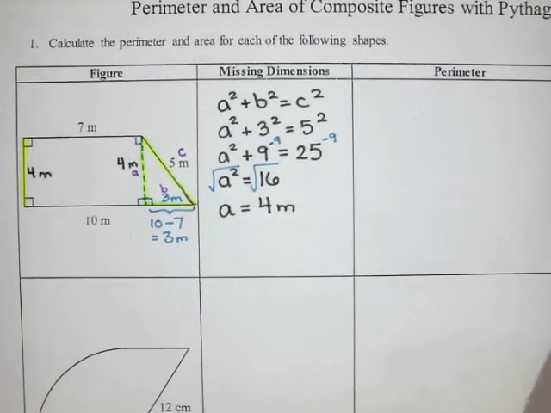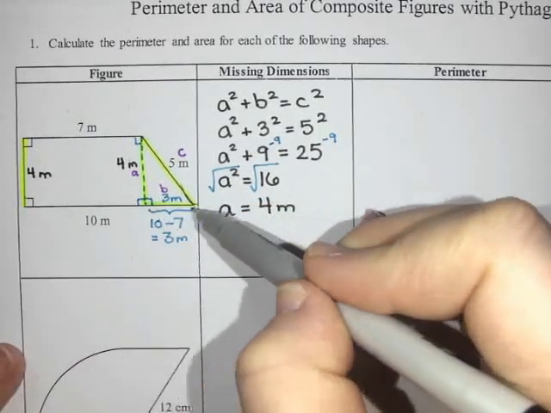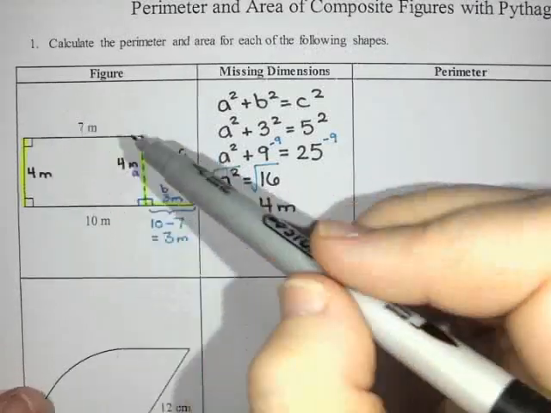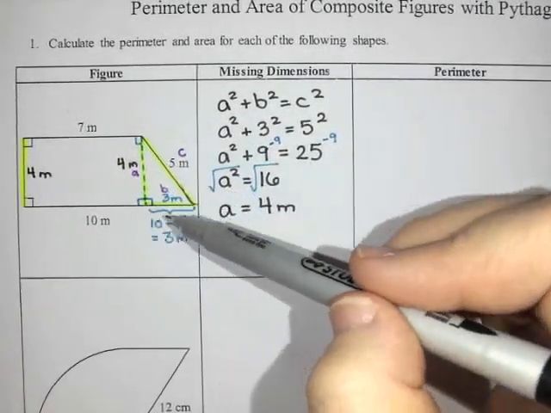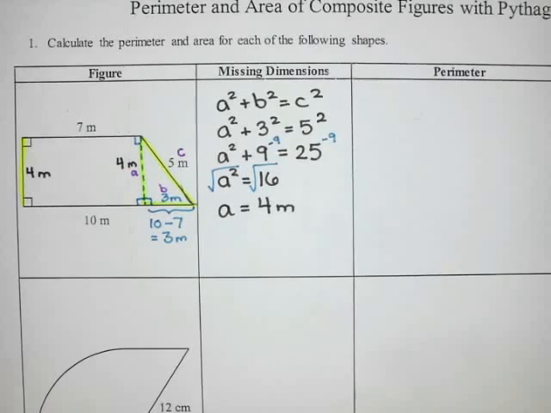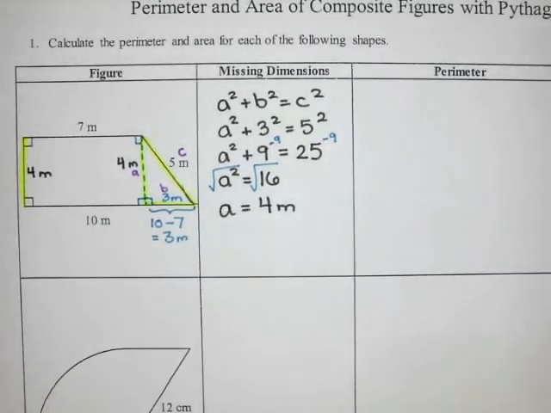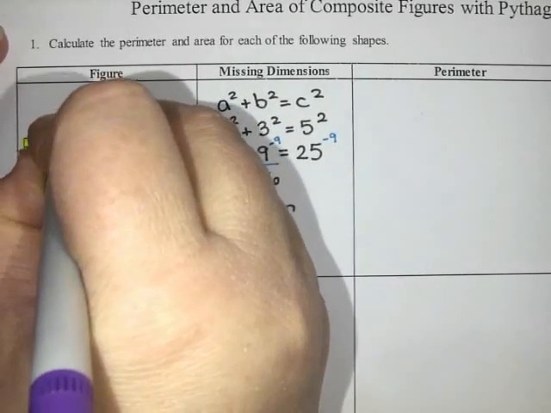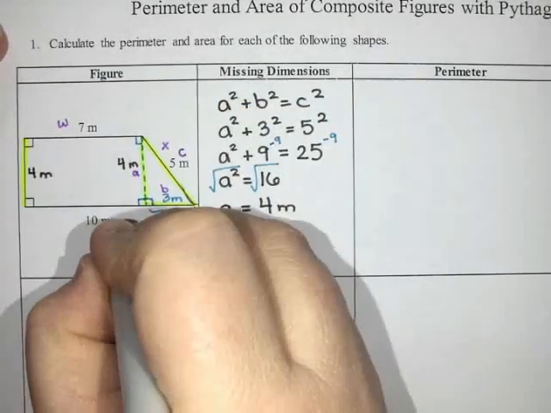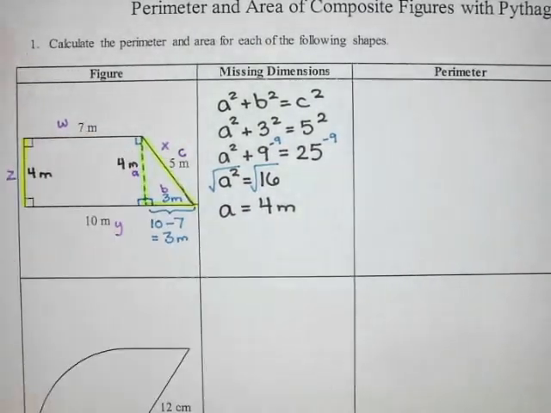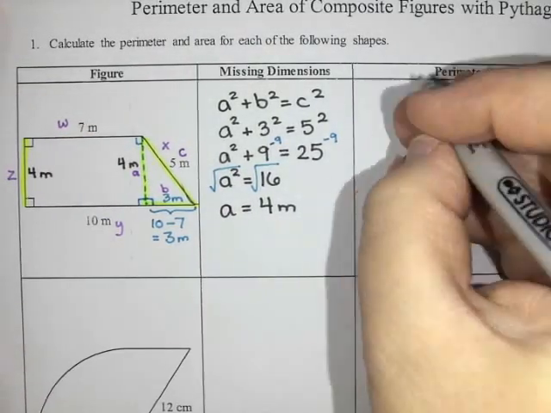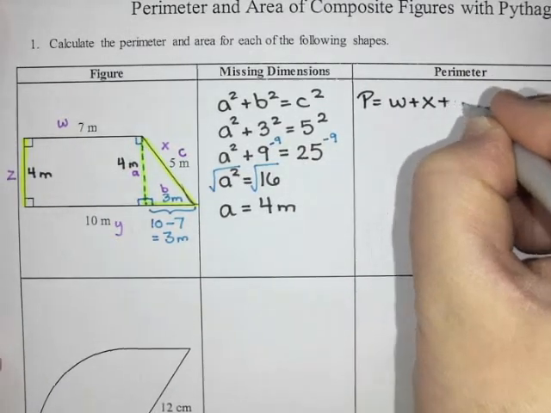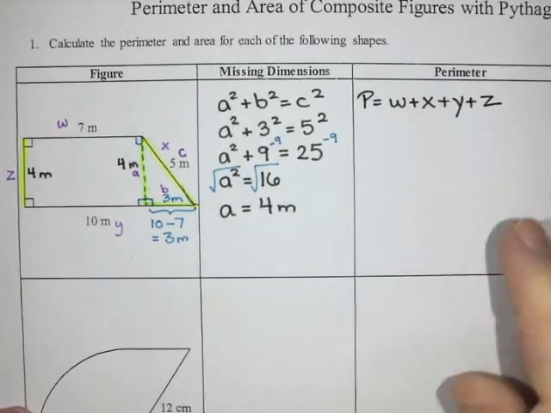So now if I want to find the perimeter, all you do is you just add up all of your outside edges. Now, normally I would do A plus B plus C plus D, but we've already used A's, B's, and C's, and that gets a little confusing. So maybe I will make up some different letters, and we can use those instead. So let's try W, X, Y, and Z. So I'm going to do perimeter is W plus X plus Y plus Z.